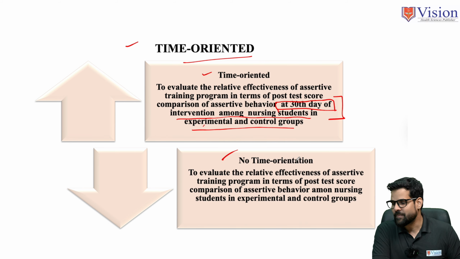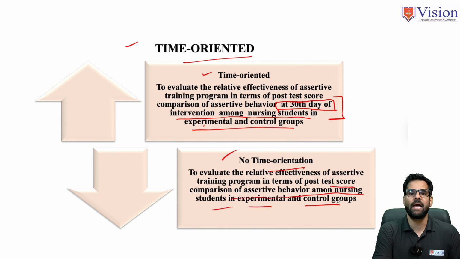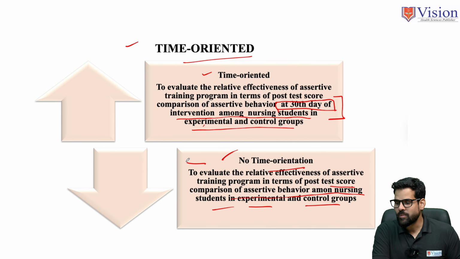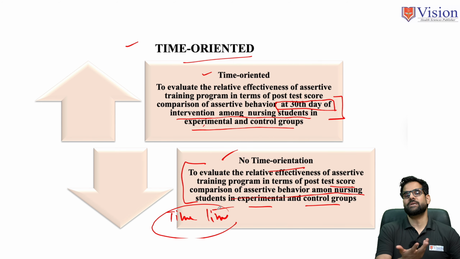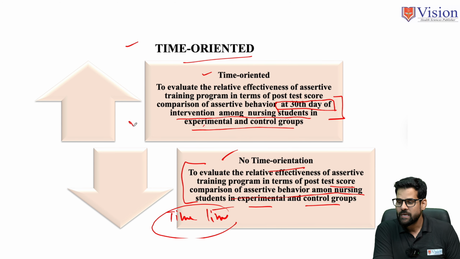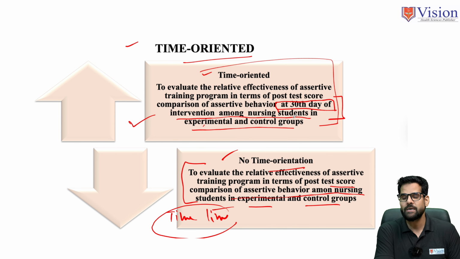So the second example is the same scenario. What is written here? To evaluate the relative effectiveness of the assertive training program in terms of post-test score comparison of assertive behavior among nursing students in experimental and control groups. So what is the problem with this? There is no time limit. Even though you see that many objectives are presented without being time oriented, it would be good if you have time-bounded objectives.